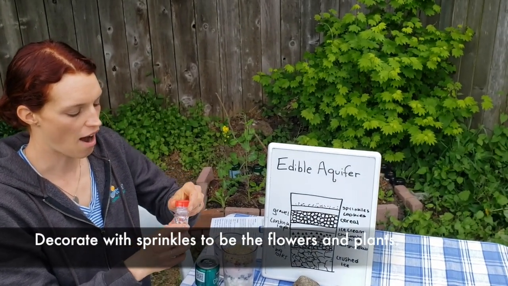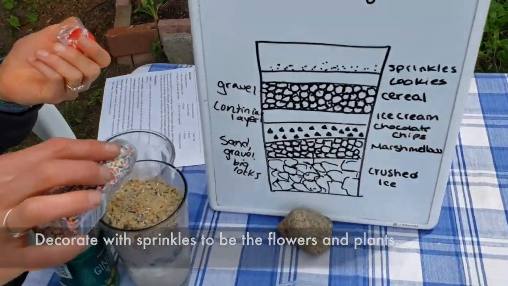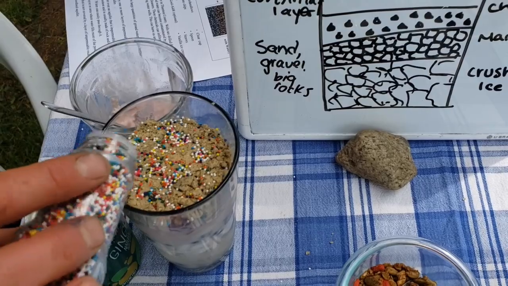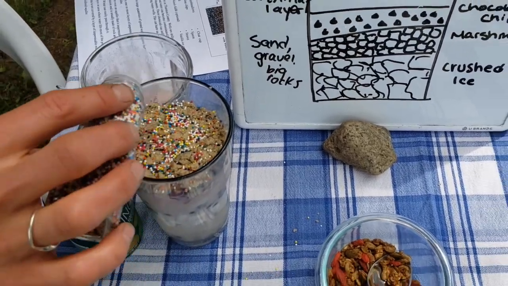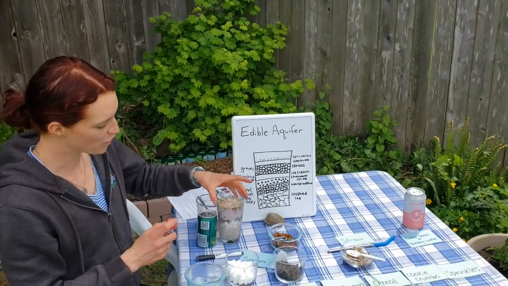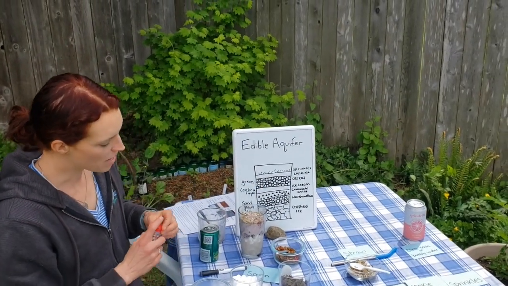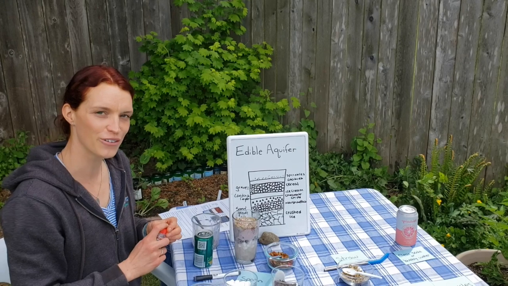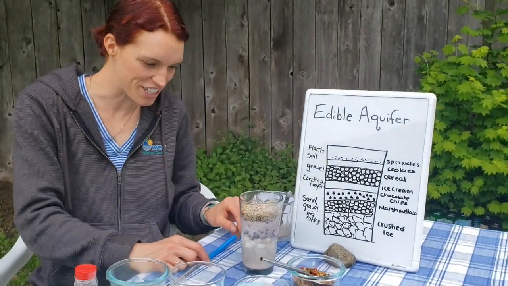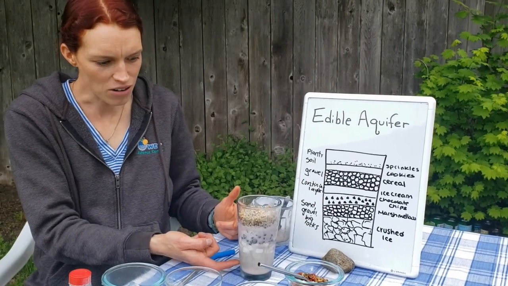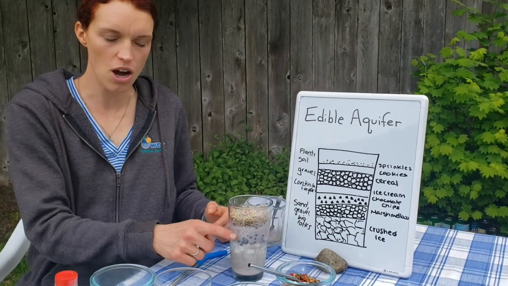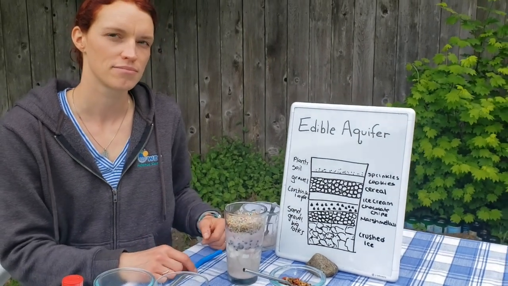And so I want to add sprinkles. Sprinkles are so fun. The flowers, the plants, the trees, all the different things. If you have other things that represent that, you can add those on top of your aquifer. We have made our aquifer. Now, let's do the next thing. This looks delicious. How are we going to get out the water or the soda that's below this confining layer?